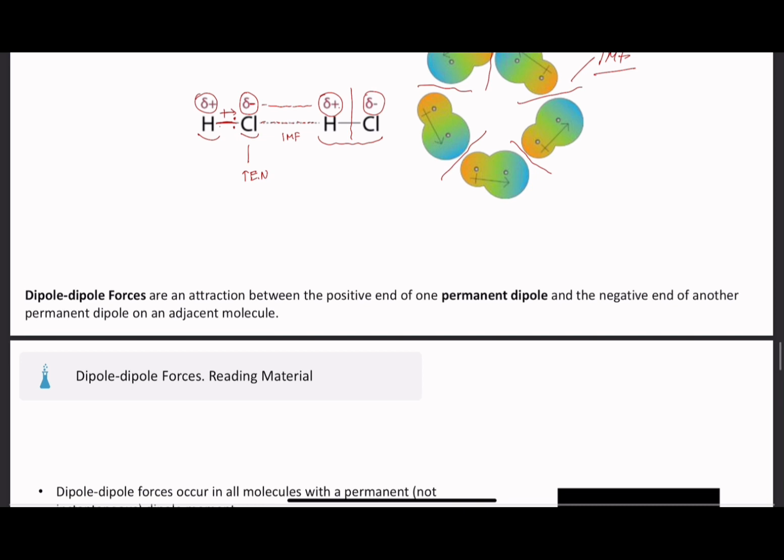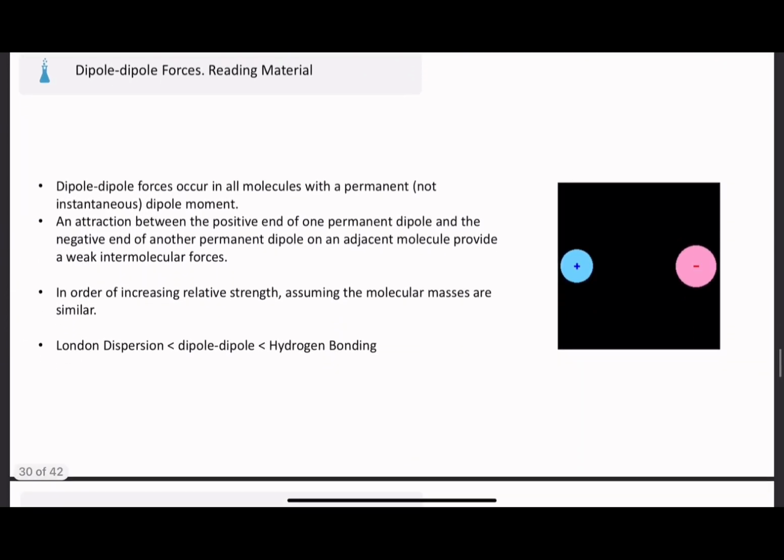So dipole forces are attraction between the positive end of one permanent dipole and the negative end of another permanent dipole on an adjacent molecule. So again, as your IMF, intermolecular force, is increasing, boiling point and melting point will increase. Okay, now let's read this.